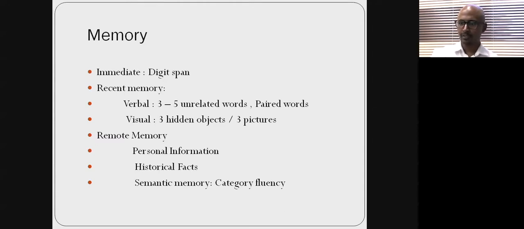There are two components to it. One is the verbal memory and the other is the visual memory. For verbal memory, we give 3 to 5 words and ask them to recall, or you can give a paired set of words and ask them to remember. If they're not able to remember, you can give one of the words as a cue and see whether they're able to remember. For visual memory, you can hide 3 or 5 common objects in and around the bedside and see if they're able to recollect. If not, you can show about 3 to 5 pictures and later show them a set of multiple pictures and see if they're able to identify what was shown to them.